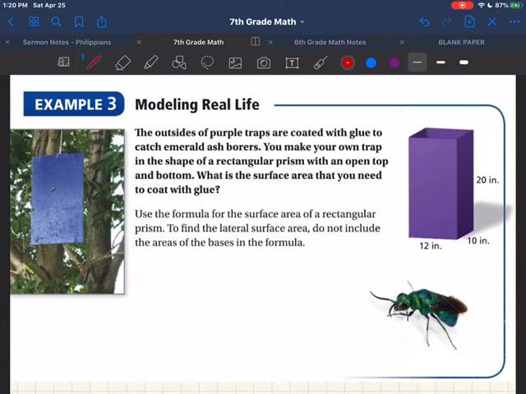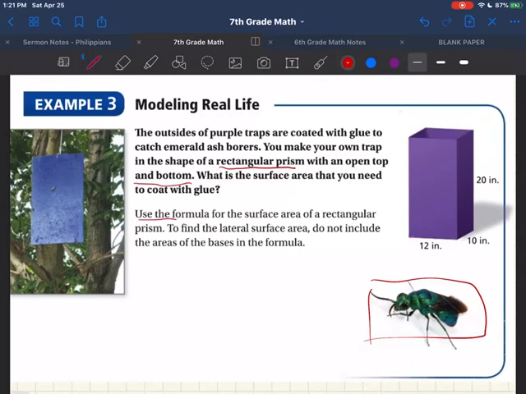Okay, we're reading this together. The outsides of the purple traps are coated with glue to catch the emerald ash borers. That's this guy. We learned a new science-y thing. Apparently they're bad. They bore into trees, I'm guessing, so we don't like them. We're going to catch them in our little trap. You make your own trap in the shape of a rectangular prism with an open top and bottom. What is the surface area that you need to coat with the glue?